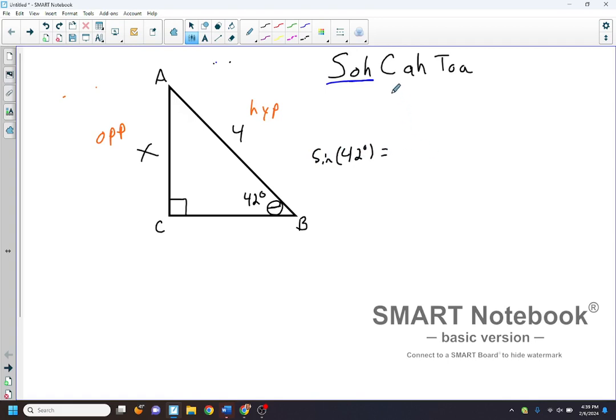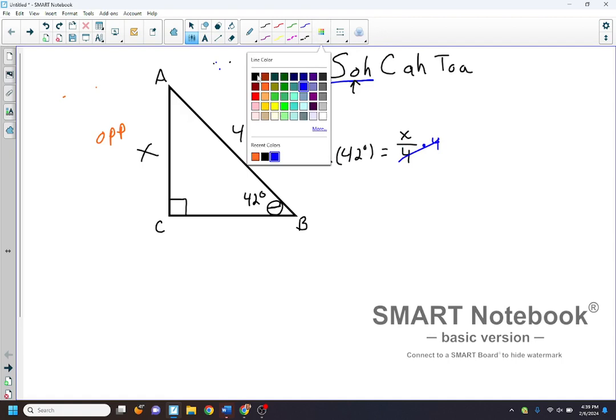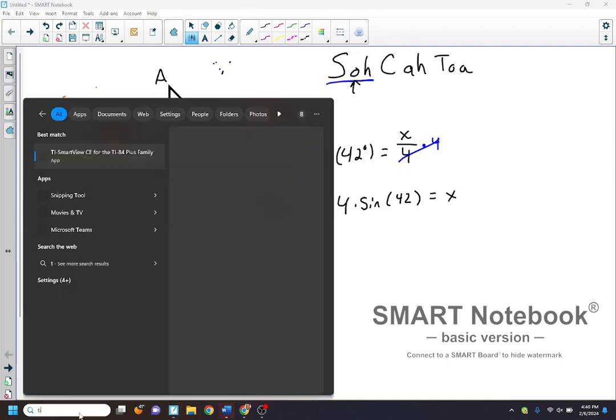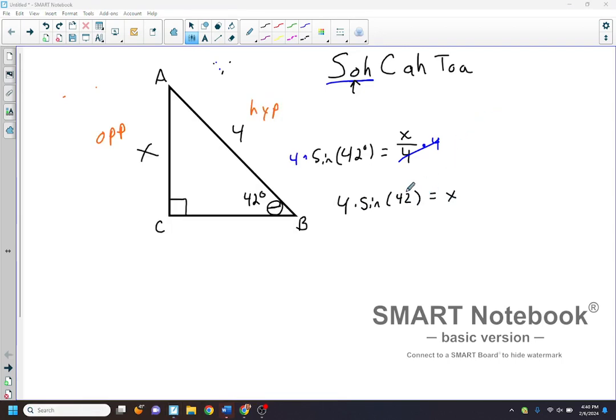equals the opposite. See how O is next? So it tells me the opposite is on top, over hypotenuse, which is 4. In here, I'm going to multiply both sides by 4 to get rid of that 4 on the bottom and get x by itself. And then in the calculator, I'm going to type 4 times sine 42 equals x. So in this scenario, I take my calculator and type that in, and I'll get some answer.